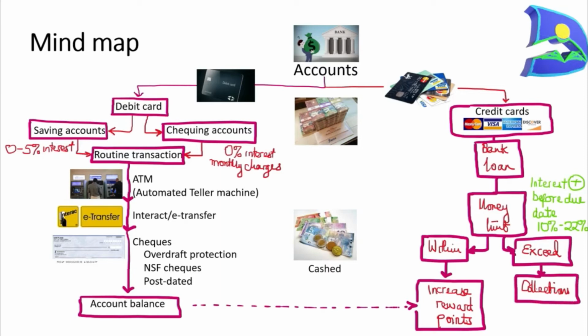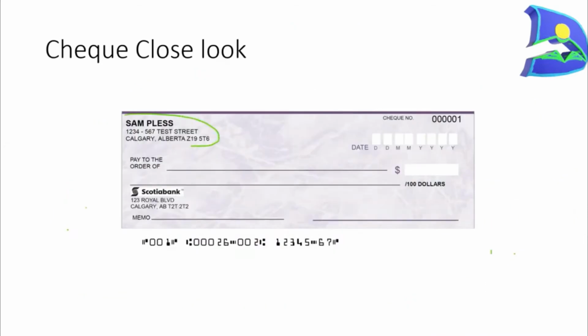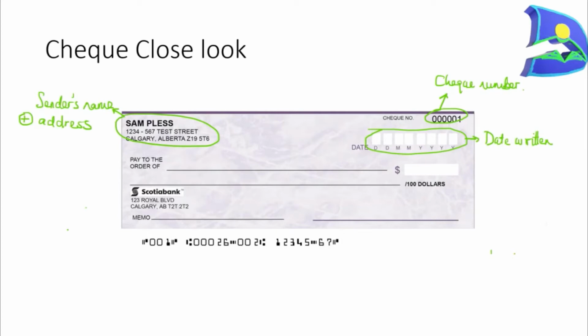We're going to look closely at the check and how to fill out a check. So a check looks like this, and in here the first thing you see is a name and an address. That is the sender's name and address, and this section tells you that we have a check number. It could be check 1, check 2, check 3, check 4. So it depends on the checkbook. The number of checks in that particular book is assigned by that number, and then this here tells you the date that the check is written to the receiver.